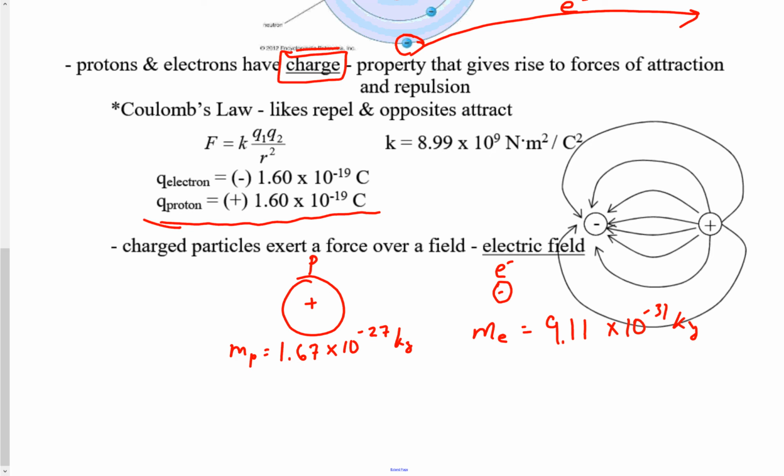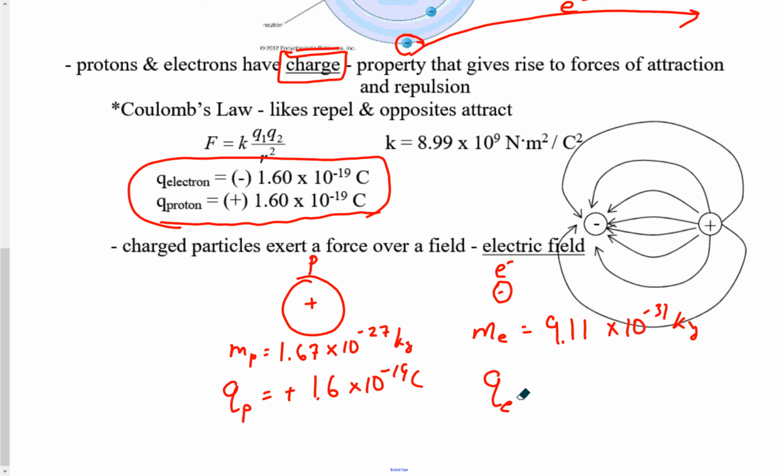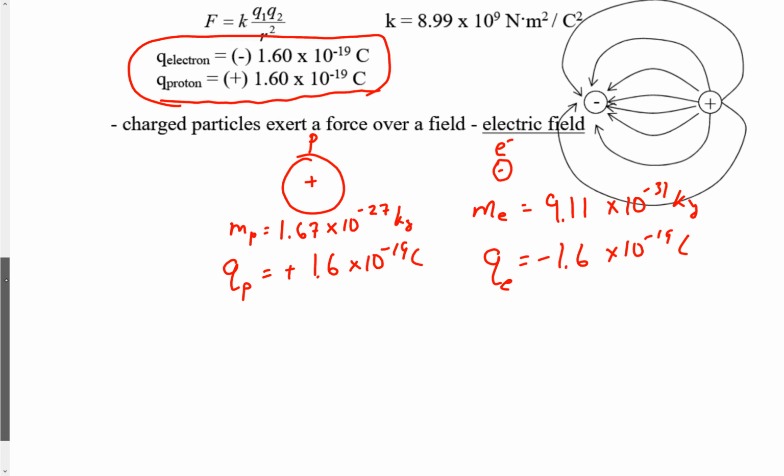But now look back up here. This is the charge of a proton and electron. And what you're going to notice is this. The charge of a proton is positive 1.6 times 10 to the negative 19 coulombs. And then the charge, Q, of an electron is equal to negative 1.6 times 10 to the negative 19 coulombs. So you've got the exact same magnitude of charge. The only thing that's different is the positive and the negative that we see in front of us here.